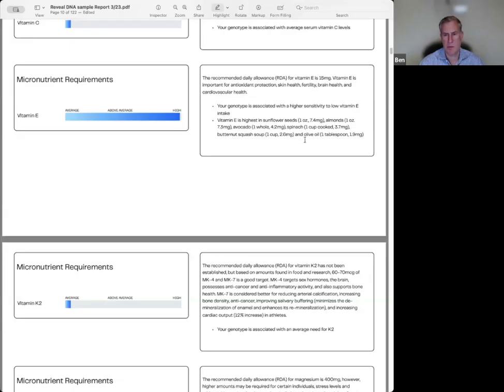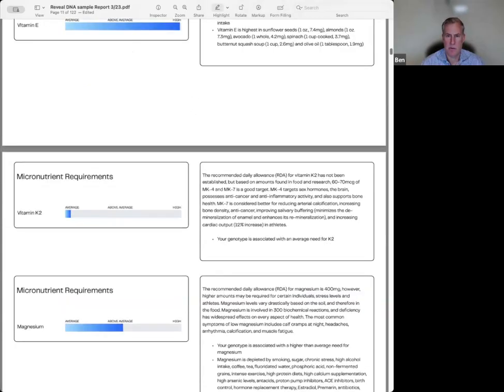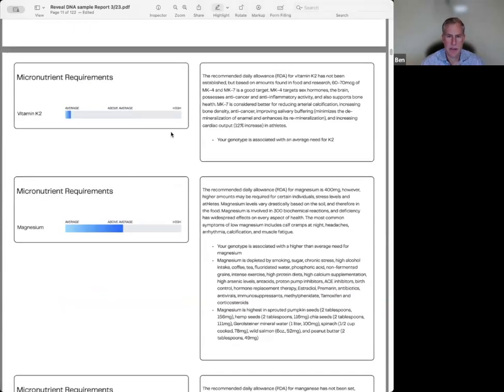Now, they have a higher sensitivity to low E and therefore need to supplement. Sunflower seeds, almonds, avocado, spinach. This one's much more vegan friendly, isn't it? And vegetarian friendly. Butternut squash soup, olive oil. So all great sources, things people should be eating regularly anyway, but we all know people who won't eat these foods, therefore we need to supplement. And we'll move on.